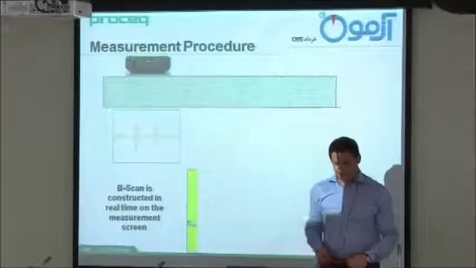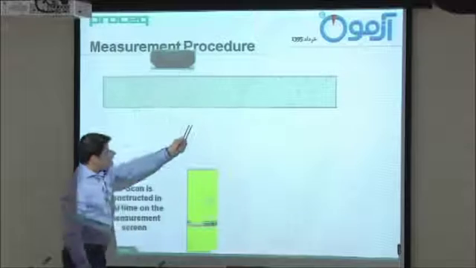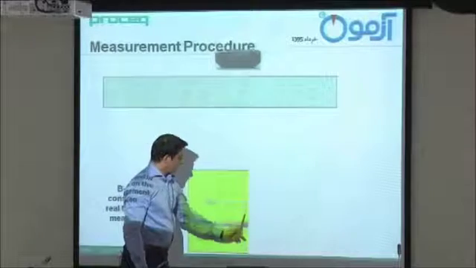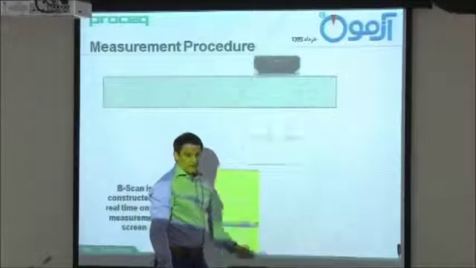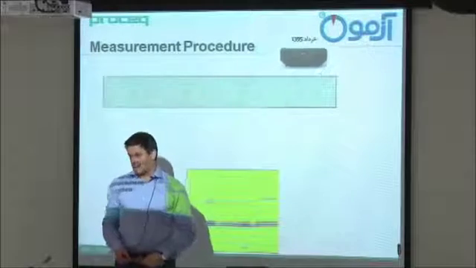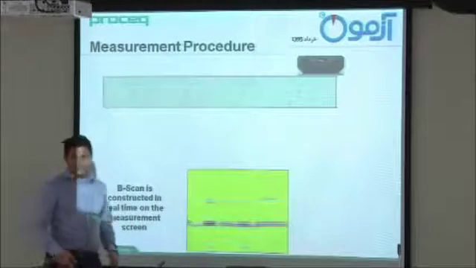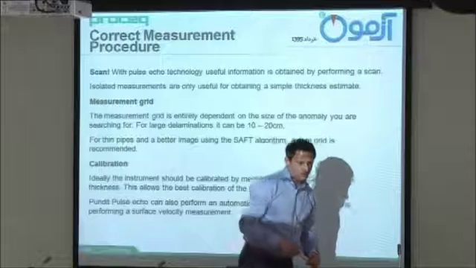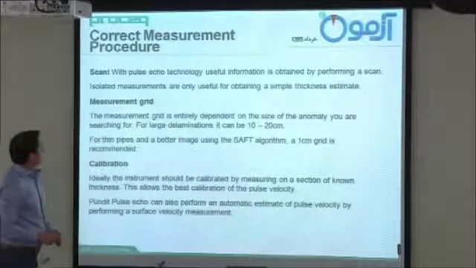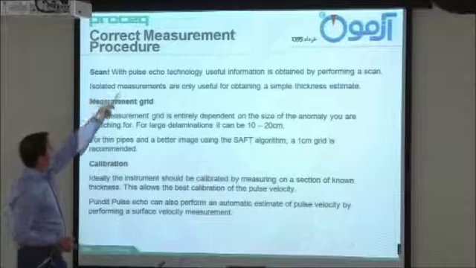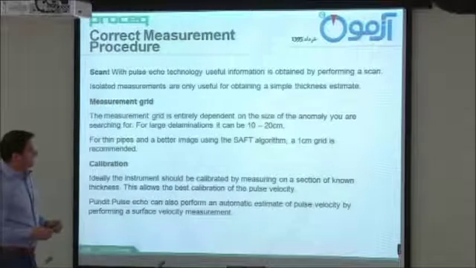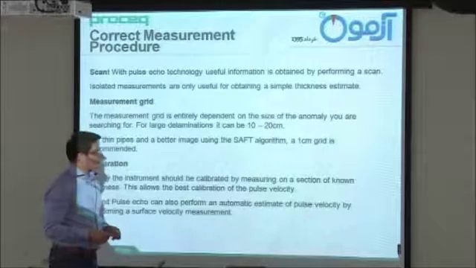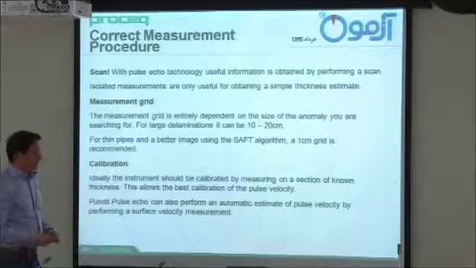How does it look like? Here you can see, step by step, you get signal, and with this the software is doing the picture. Again, signal, picture, signal, picture. So try to understand first the A-scan. It will make your testing time easier. When we talk about the correct measurement procedure, scan with pulse echo technology, useful information is obtained by performing A-scan. Isolated measurements are only useful for obtaining a sample thickness estimate.